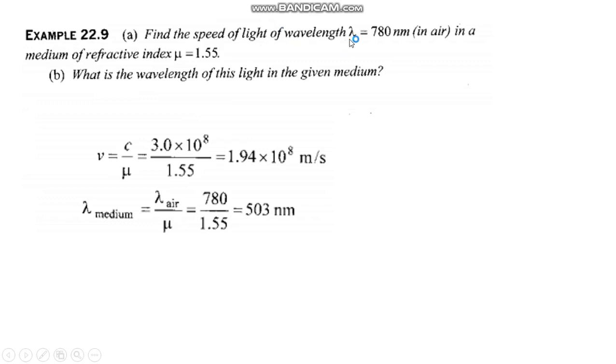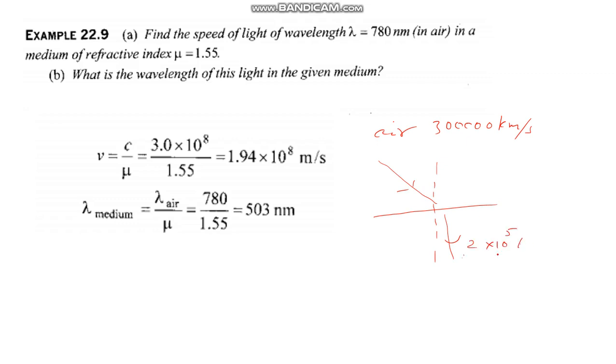Find the speed of light of wavelength 780 nanometers in air, in a medium of refractive index 1.5. See, understand this concept. Suppose this is a medium, and light rays are entering from air into this medium. Let us say this is the normal. Here in air, light speed is how much? 3 lakh kilometer per second. Here it won't be that, it will be something else. It will be 2 lakh, let us say. What happened? Light speed reduced, because this is some other medium.